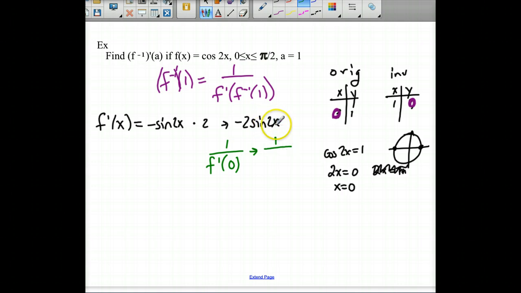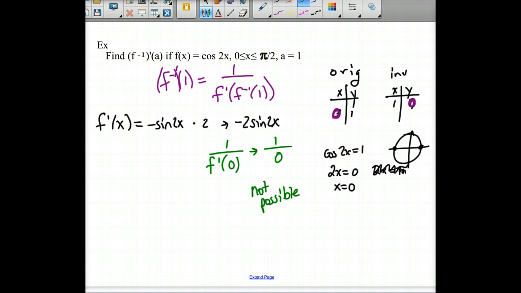1 over, and then sine of 2 times 0 would be sine of 0. Sine of 0 is 0. Negative 2 times 0 is 0. Hey, you can't do that. So there is no answer for that one. Why is there no answer for that one?